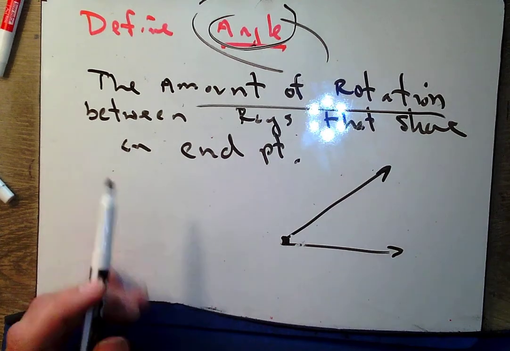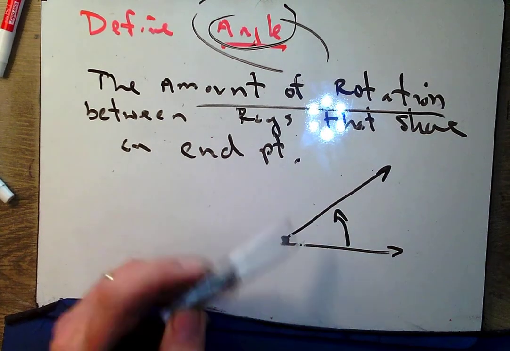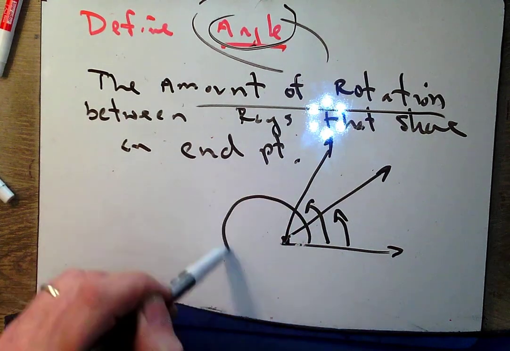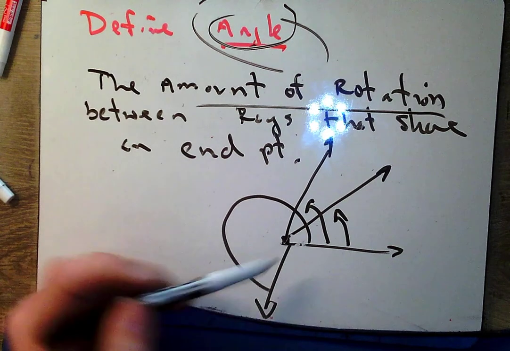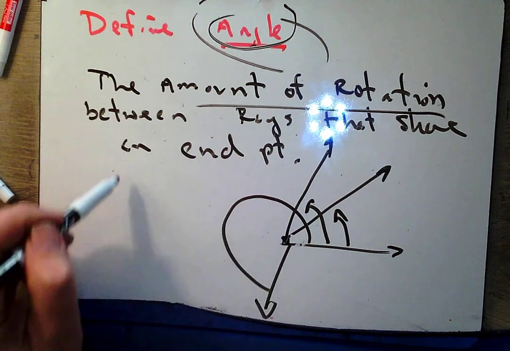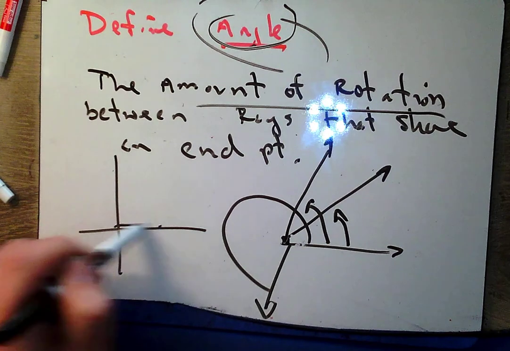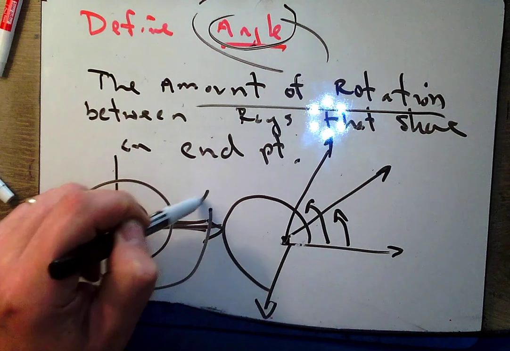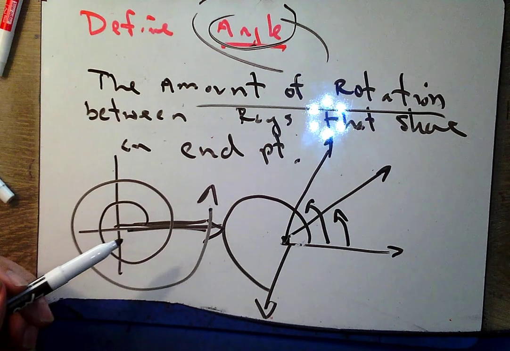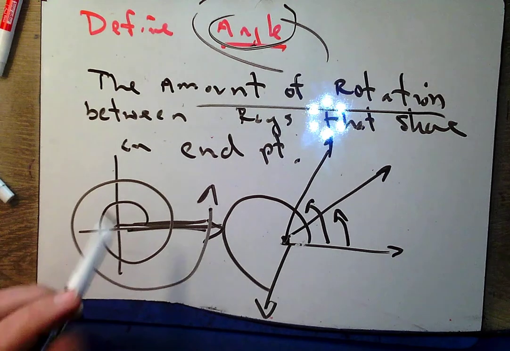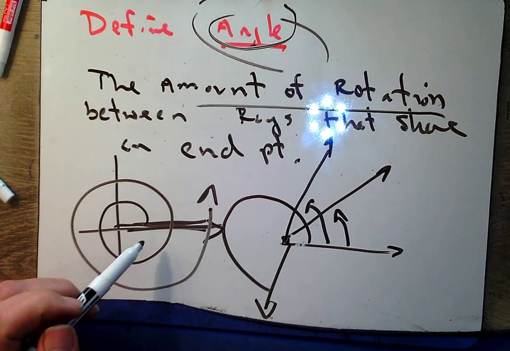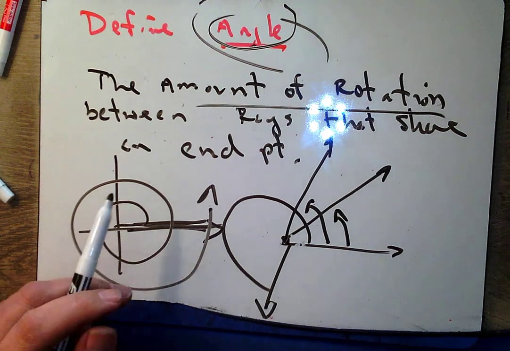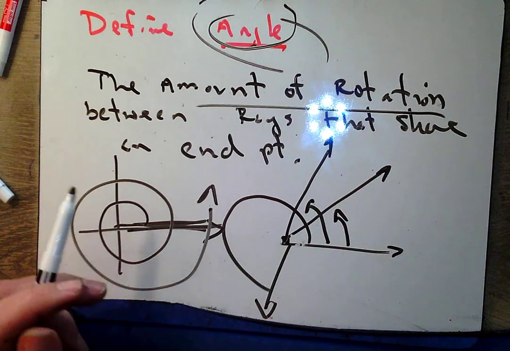rotation is this really interesting thing. Because I can rotate to here, I could rotate to here, but I could also rotate to here. And that gives me that nice big reflex angle. But here's my initial ray. I could also rotate like that. And that's really different, isn't it? That's a lot of rotation. So, I need to understand angle in a new way.